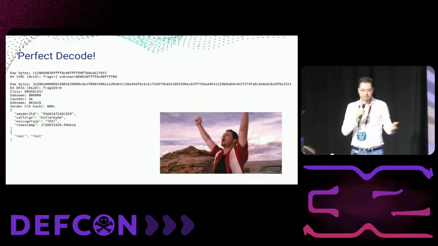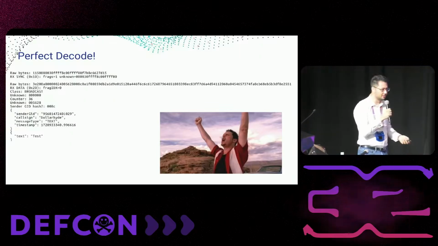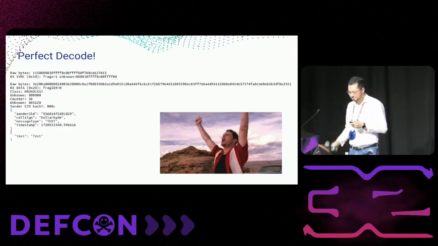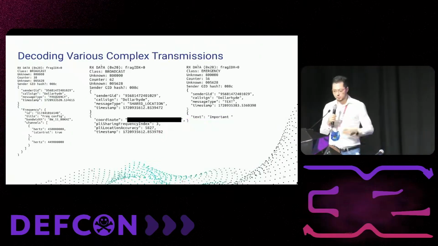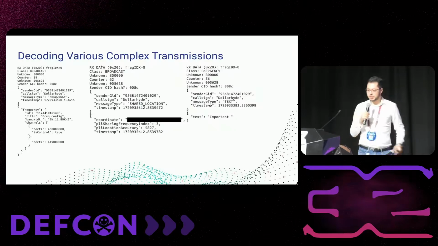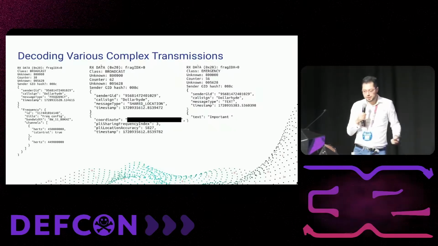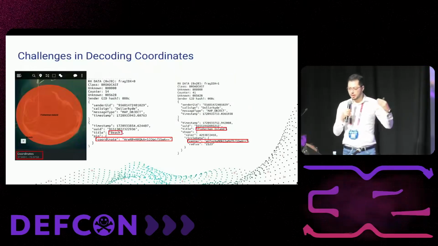But wait, we haven't found a single vulnerability yet. We just decoded the thing. Like there's 30 more slides of actual vulnerabilities. So, stay seated. So with this decode, now that we can read things, we can do frequency decoding, shared location, we can do emergency messages, all kinds of things. The only thing where we received a challenge was in coordinate decoding.